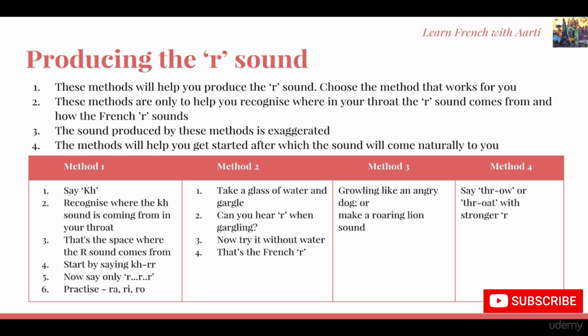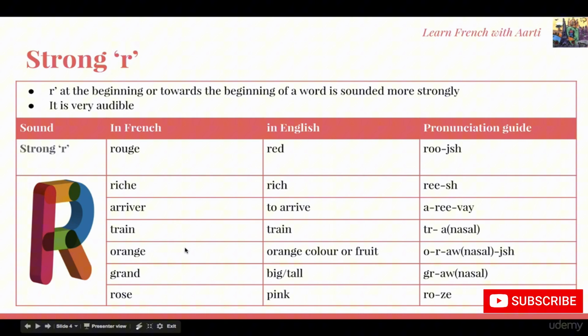At the beginning of this lesson, I did mention that there is strong and weak R. Let's see how those work. R at the beginning or towards the beginning of a word is sounded more strongly. It is very audible, like in these words. First one, rouge, red, rouge. Riche, rich, riche. Arriver, to arrive, arriver. Train, train.